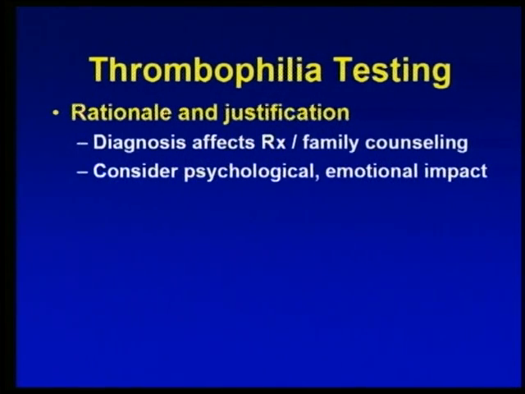And a rationale and justification for testing, I think, should be based on the fact that if you find one of these genetic disorders or antiphospholipid antibodies, it will affect how you treat that patient and mostly affect how long you would likely treat that patient with anticoagulation, and/or that information may well be important for family counseling if it's a hereditary disorder. We also need to take into consideration the psychological and emotional impact and certainly be excellent counselors in terms of transmitting information to the patient and family regarding what they have and what it means.